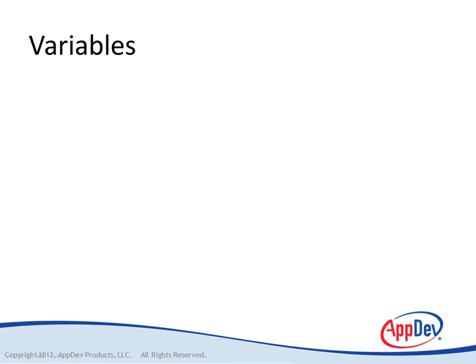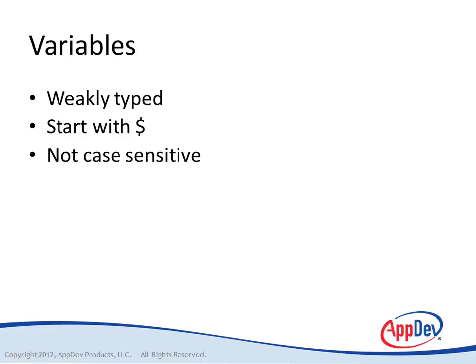In PowerShell, variables are weakly typed, and what that means is you don't have to tell PowerShell what type of variable you're creating. It simply infers the type based on the assignment of a value to the variable. All variables in PowerShell start with a $ sign, and it's worth noting that unlike C#, variable names are not case sensitive. In fact, nothing in PowerShell is case sensitive.